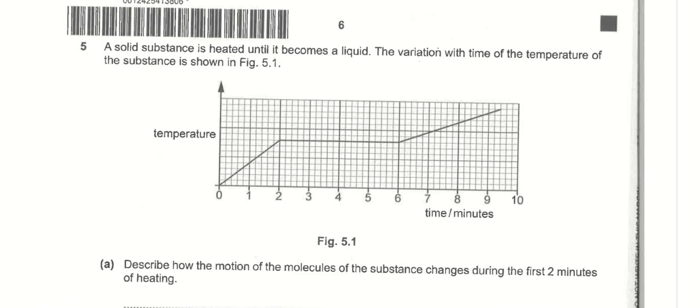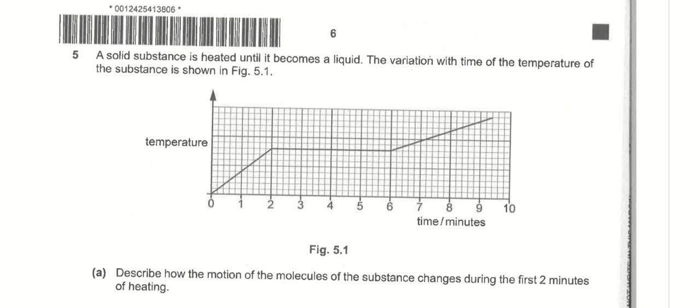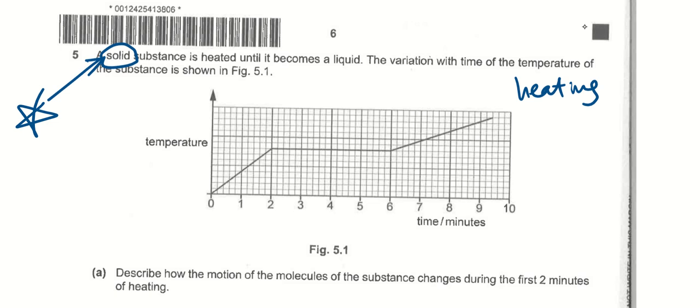A solid substance is heated until it becomes a liquid. The variation with time of the temperature of the substance is shown. This is actually your heating curve. One thing you need to take note of here, if you have missed it, is very significant. It is a solid. So it is solid here, then solid plus liquid, and then liquid. What happens if somebody didn't read this and thought it is liquid? Then you'll get liquid plus gas and then gas. This is incorrect. Whenever you have this kind of two-stage question, make sure you read to know what the initial state is.